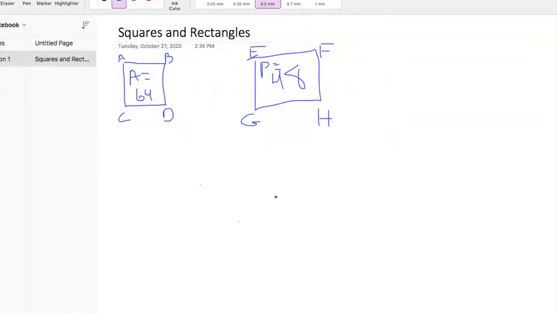All right, guys, squares and rectangles. So we got three types of questions here, and we'll go through them. First one we sort of already have set up. So we got two squares.